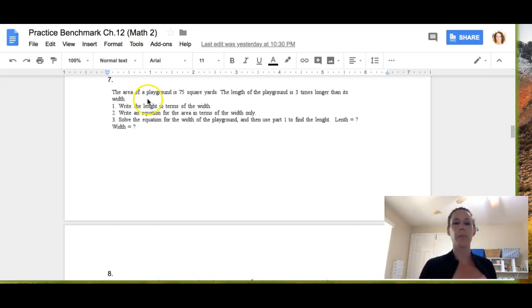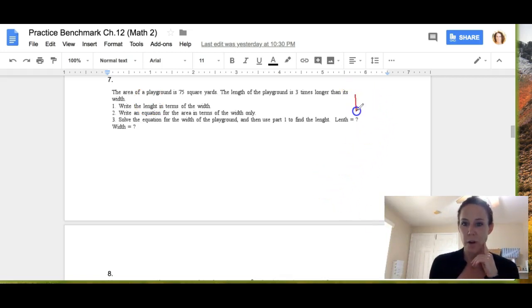Okay, this one, the area of the playground is 75 square yards. The length of the playground is 3 times longer than its width. All right, so looking at a playground, you know the length is 3 times longer than its width. If you like to draw things out, you can go ahead and do that. If this is the width and this is the length, you know the length is 3 times the width. So you know the length is 3w and the width is w. Write the length in terms of the width. So for this part, I would say the length is 3 times the width.